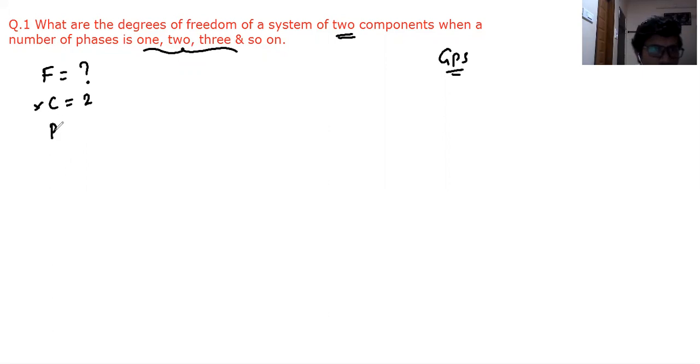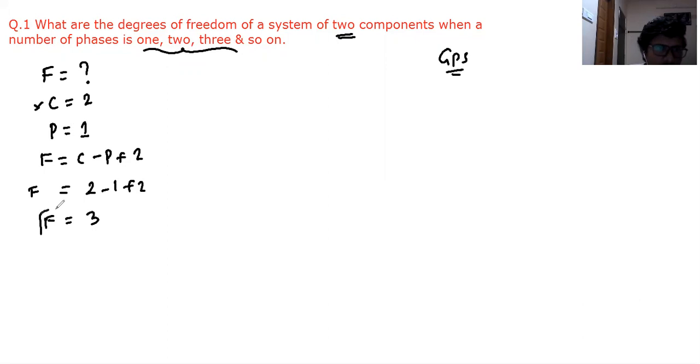So if we consider the number of phases as 1, we have the degrees of freedom from the Gibbs phase rule as F is equal to C minus P plus 2. So from this we get F as 2 minus 1 plus 2. F, the degrees of freedom, is the number of independent variables which can be varied without changing the phases in equilibrium. We got the degrees of freedom as 3 if we consider the number of phases as 1.